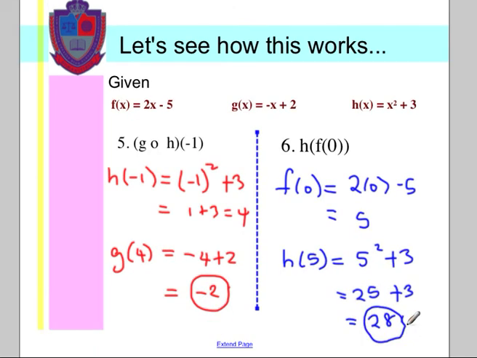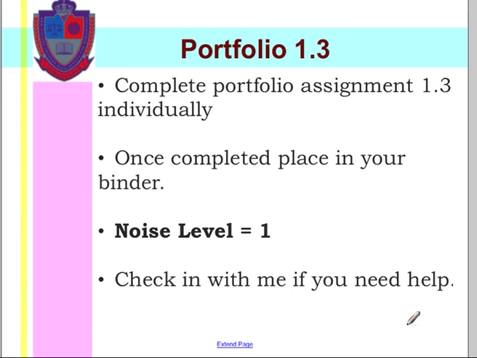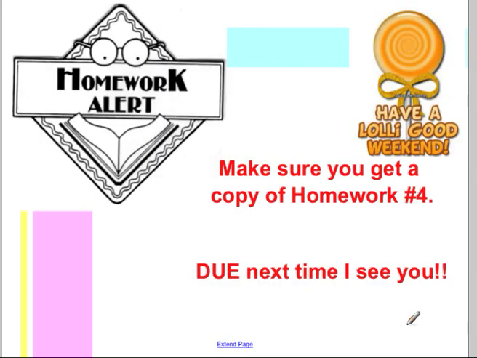So what we're going to do now, you're going to start working on portfolio 1.3. Hold on to those in your binders. Remember, go back to the video if you don't understand. Remember, before you leave, get a copy of homework number 4. This will be due the next time I see you, okay?